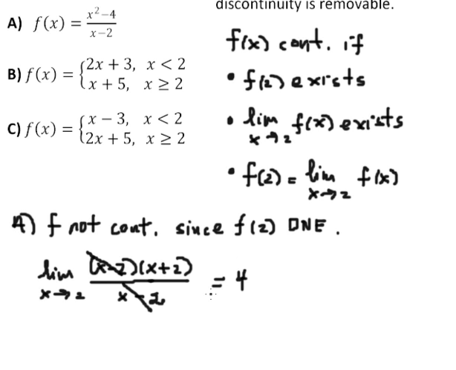So since this limit exists, and we already established that the function is discontinuous at x equal 2, but the limit does exist, that means that the discontinuity is removable.